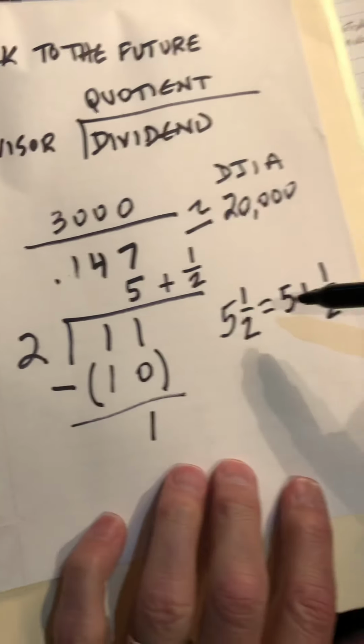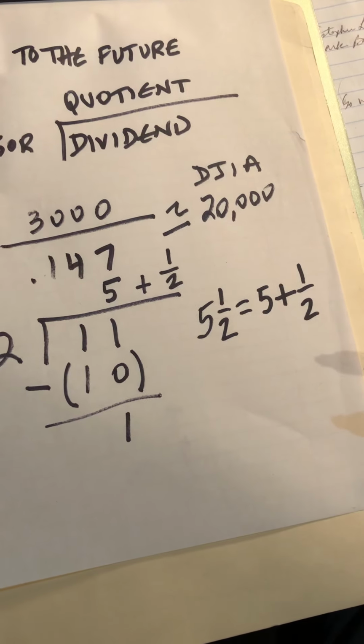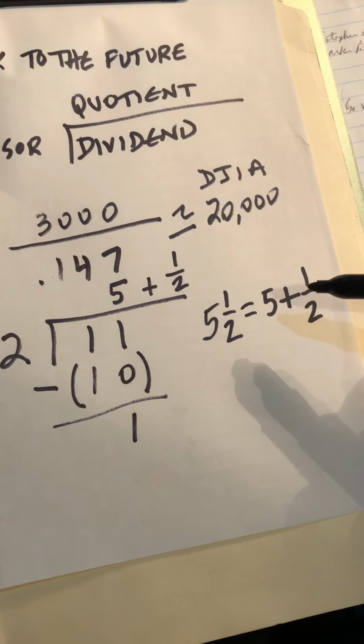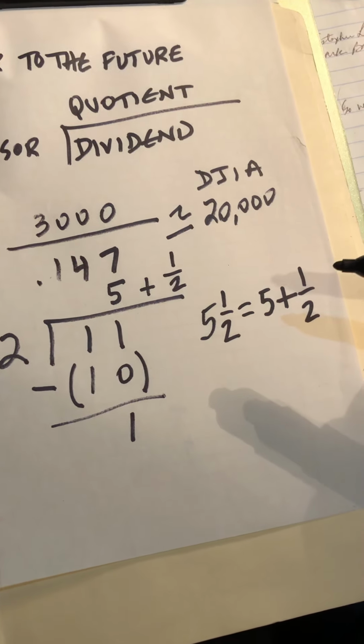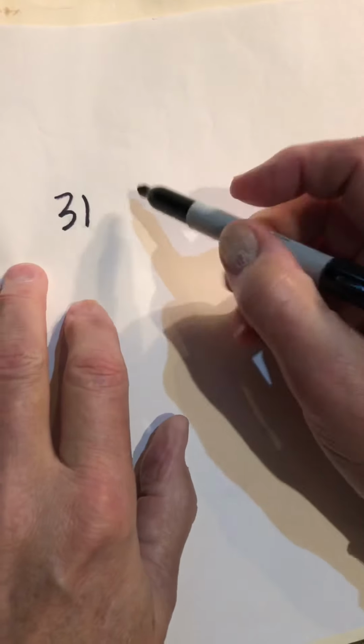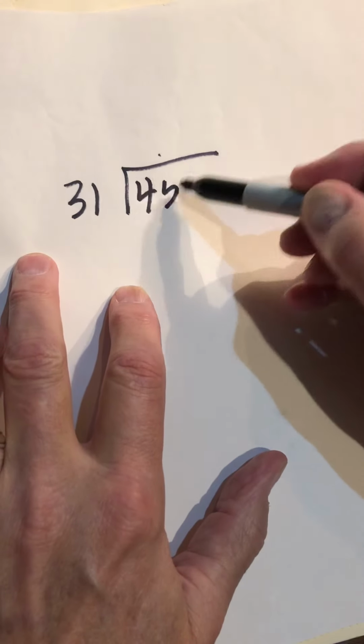Well, when we do this with polynomials, meaning when we put x's into the game, we're going to be using the same technique. That's how you do long division. Let's do a little bit more complicated number. Let's divide 31 into 453. And again, you guys can do this.